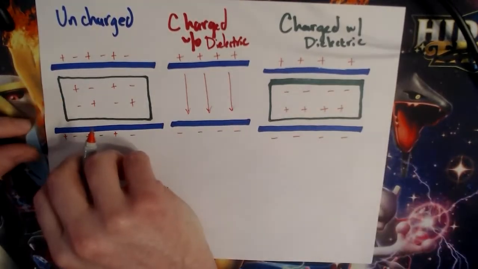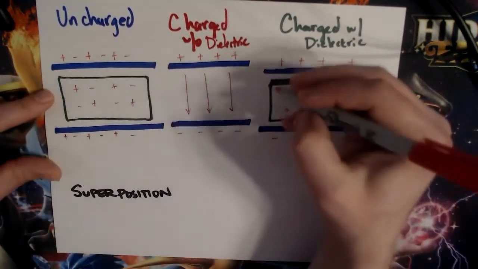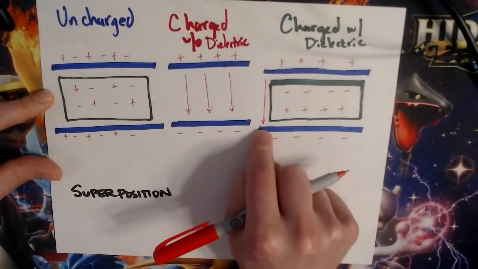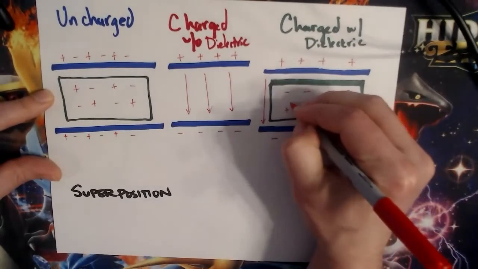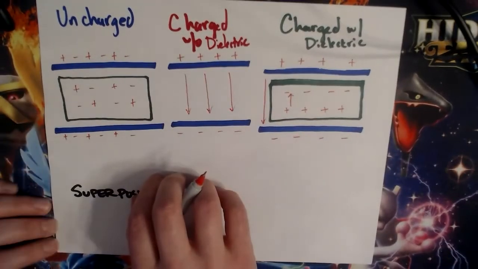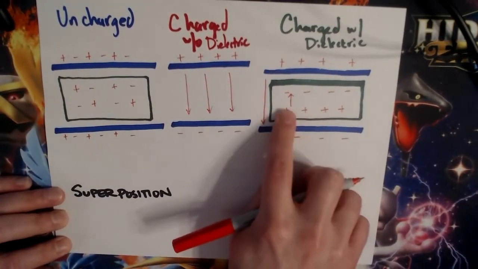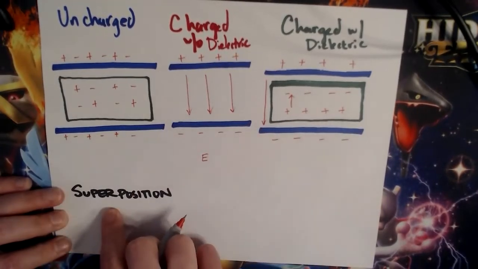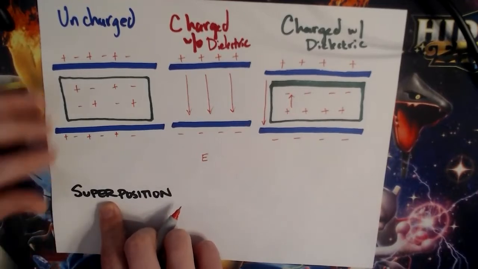And as a result, we find that we have an electric field that is pointing downward because of our parallel plates, but an electric field that is pointing upward because of our polarized dielectric material. As a result, the electric field here is less than that. So we just have E, but then we use the idea of superposition, meaning that we have multiple things acting in the same place.